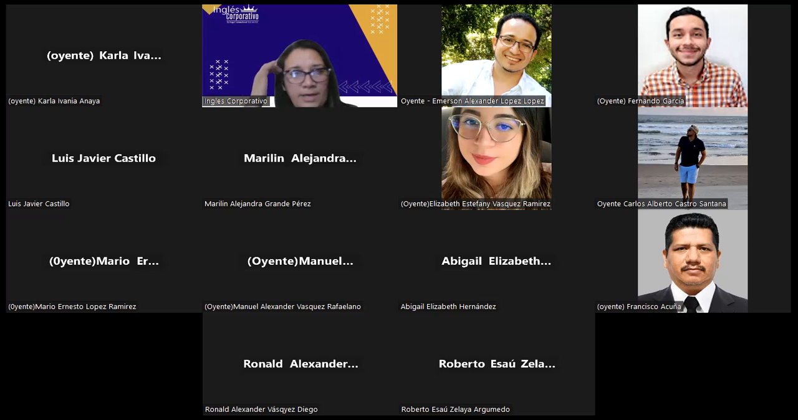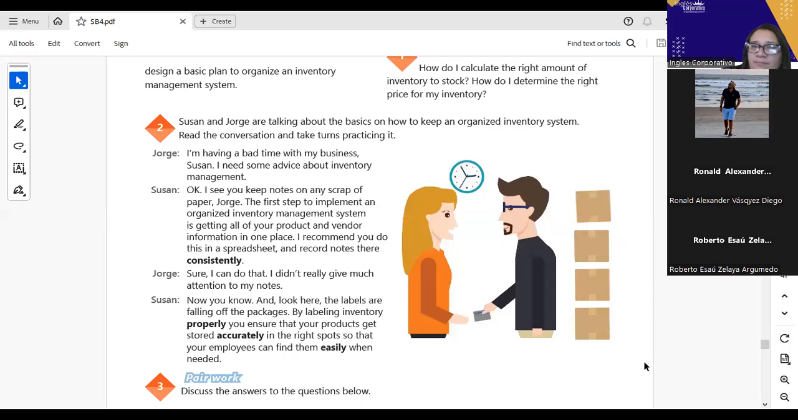All right. Okay. So, as I was mentioning, we started this lesson yesterday on the conversation on your manual right here. At the very end of the class, we were practicing a little bit of this conversation between Susan and Jorge, who are talking about bases on how to keep an organized inventory system.